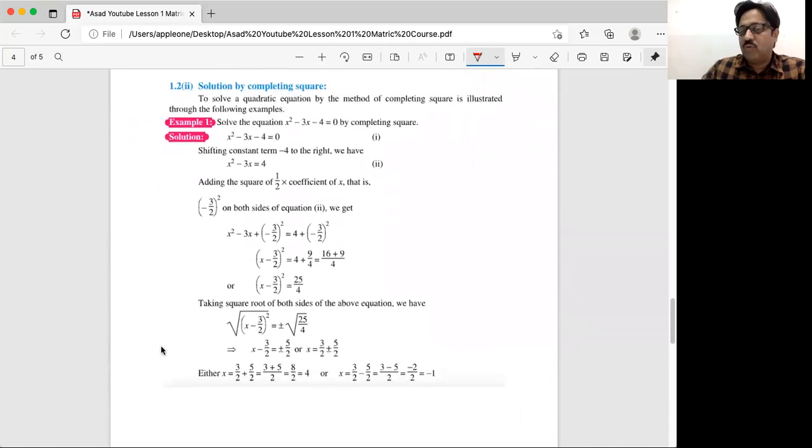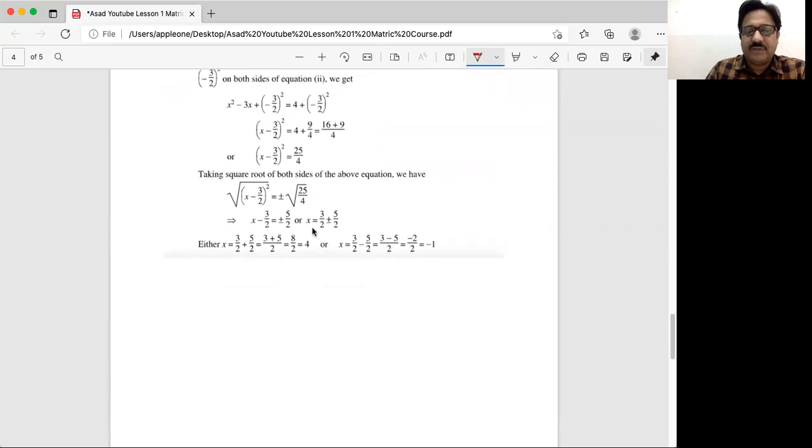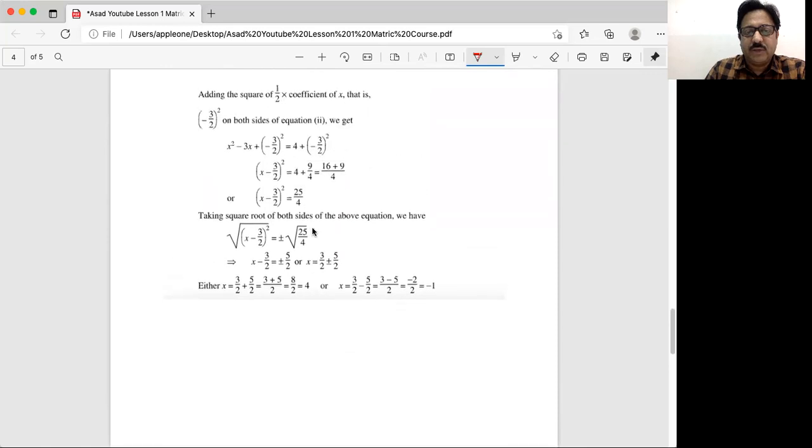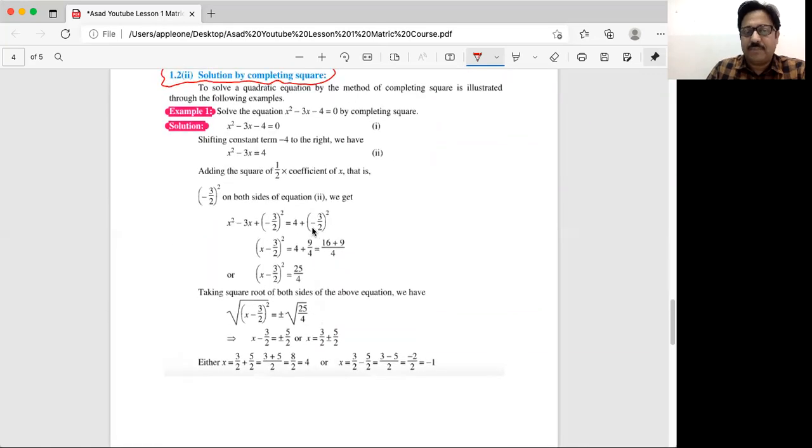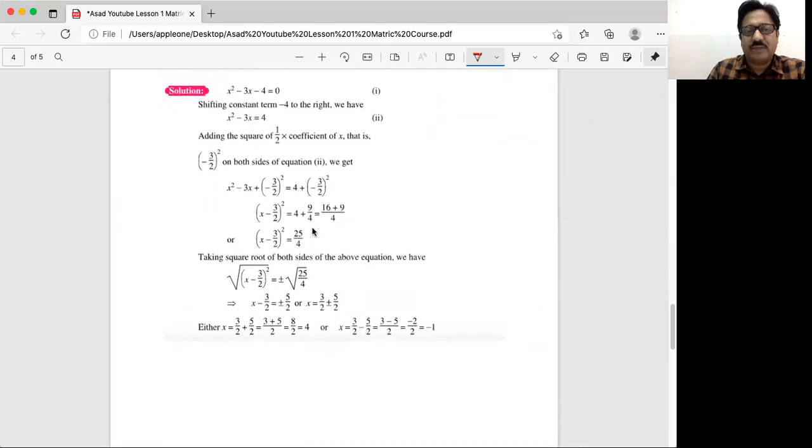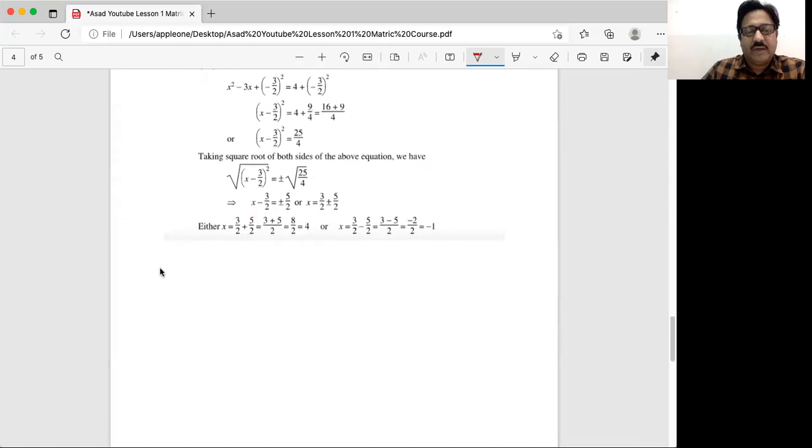Now here is one more thing: solution by completing the square. This is a very good method. It's not difficult, although some students say it's difficult. It's easy, you should understand this. Look at the example. The example is x squared minus 3x minus 4 equal to 0.